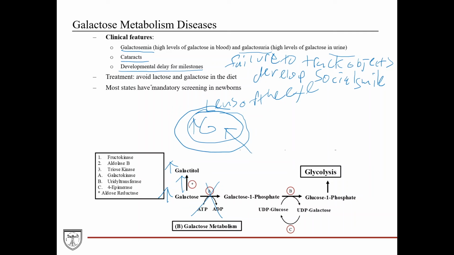The way you treat this is really you just got to avoid lactose and galactose in the diet. So you need to switch them to a special type of formula that doesn't contain those. And then the thing is that most states have mandatory screening in newborns, because the earlier that this disorder is caught and that you change the diet, the less likely they are to suffer long-term consequences of this disorder.